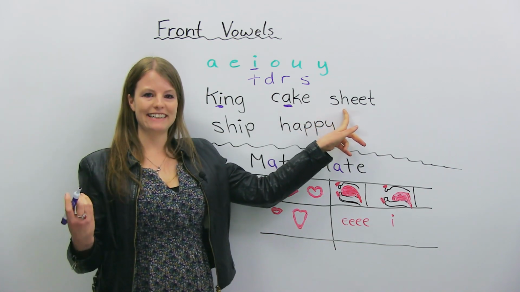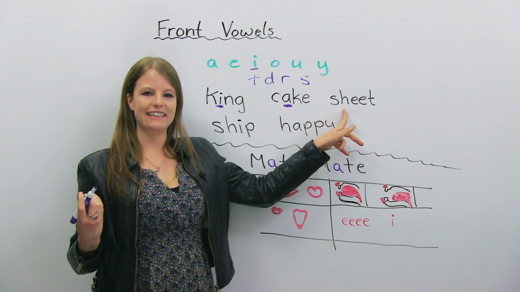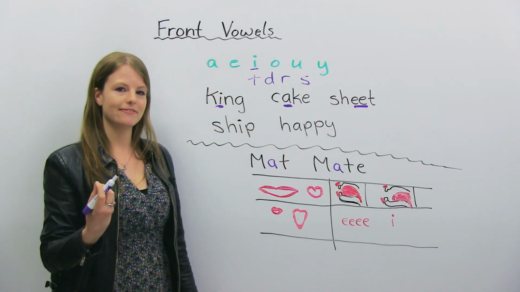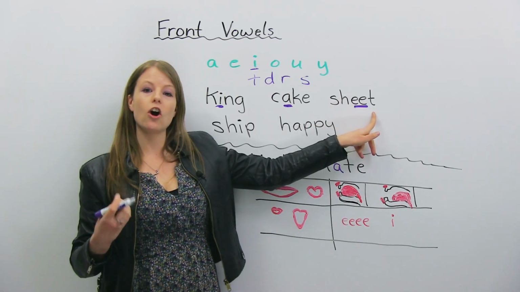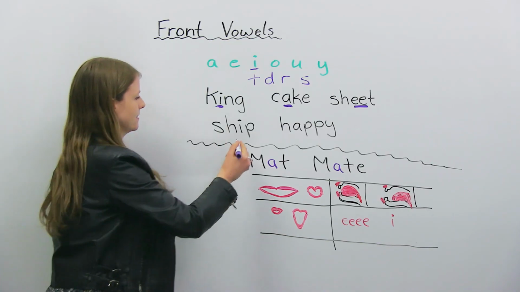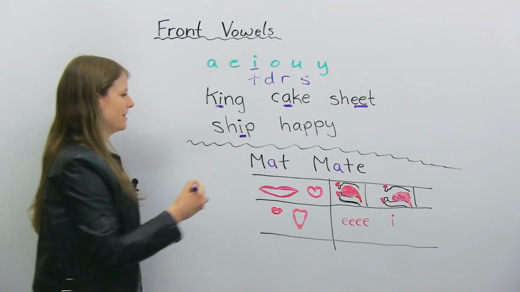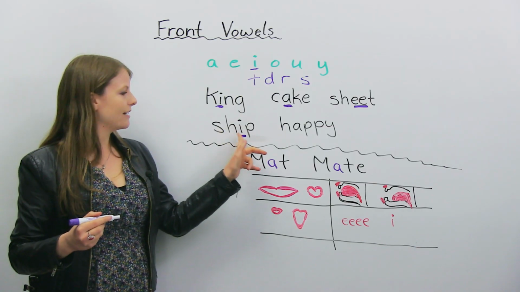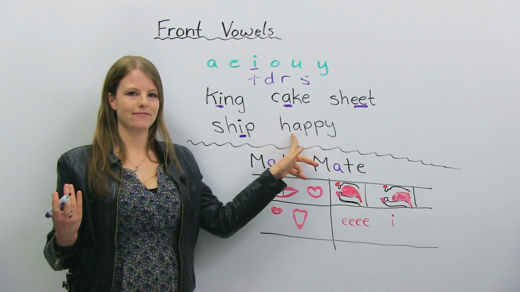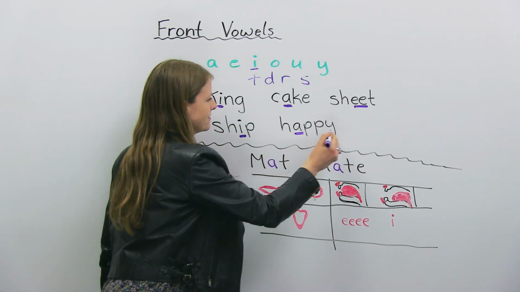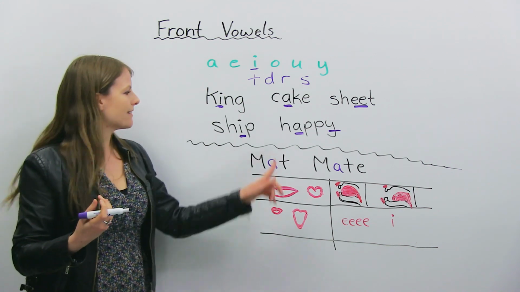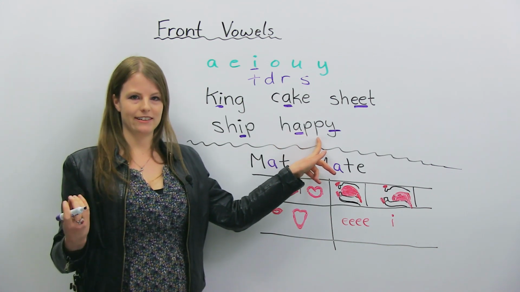We have here the word sheet. What's the vowel in sheet? You said the E? You're correct, okay? Whereas S, H, and T are all consonant sounds. Okay, we also have the word here, ship. Here is the vowel, the I. And again, S, H, and P are consonants. What about happy? What's the vowel in happy? You said the A and the Y. You're correct. These are the vowels, okay? Whereas H, P, and P are consonants.